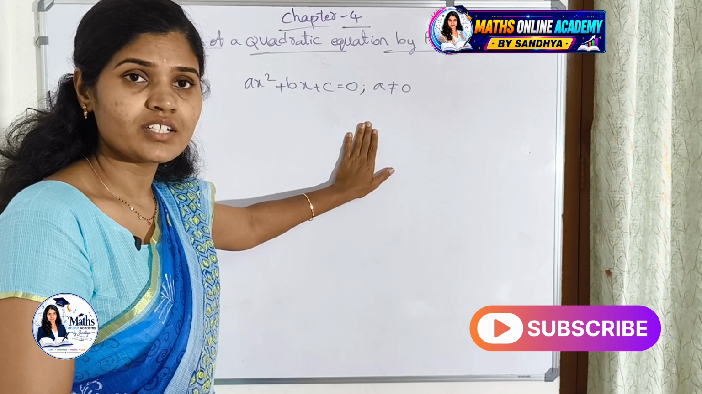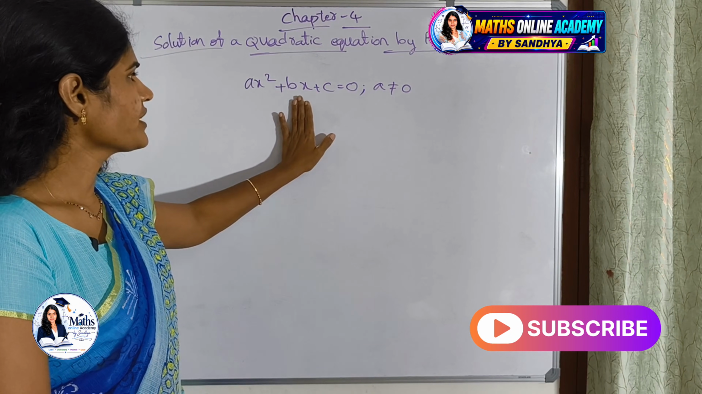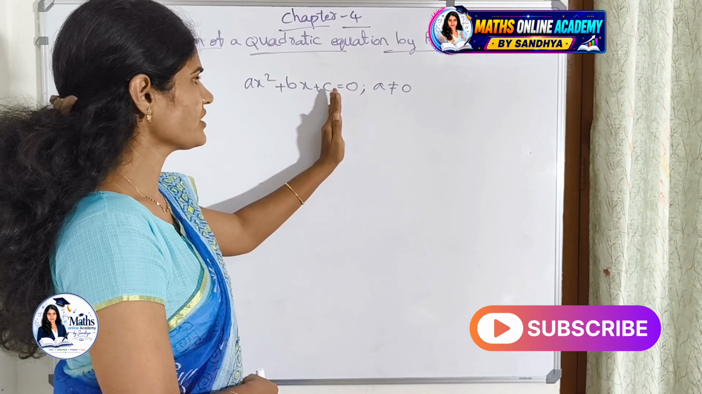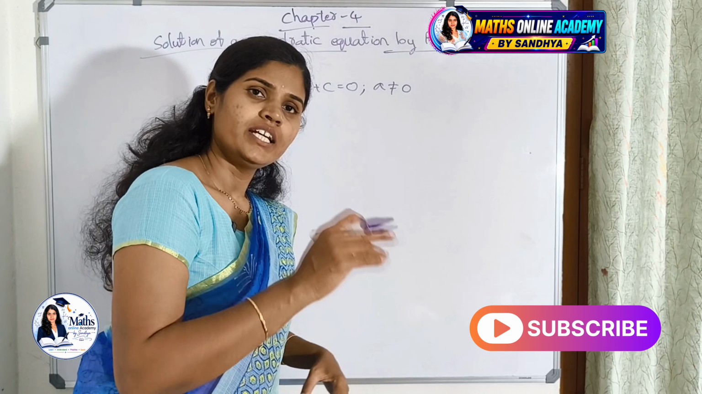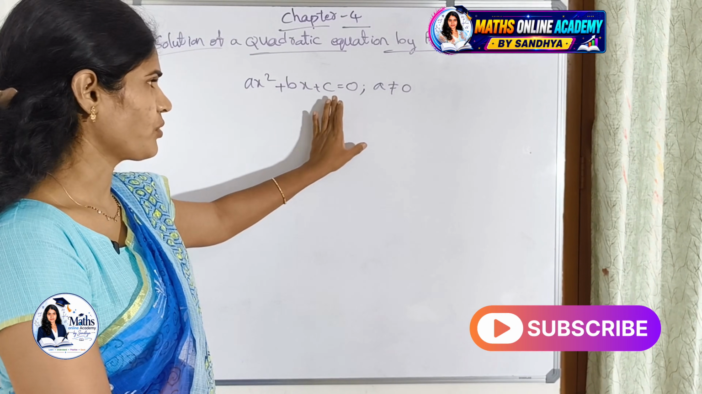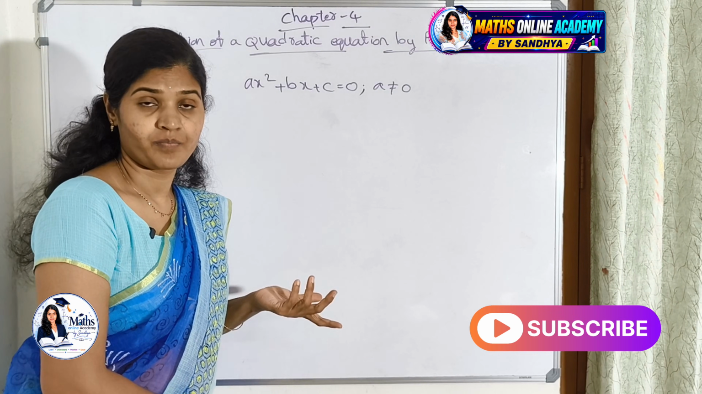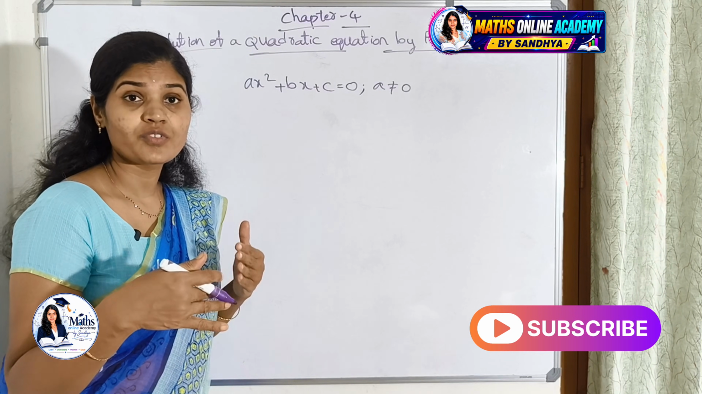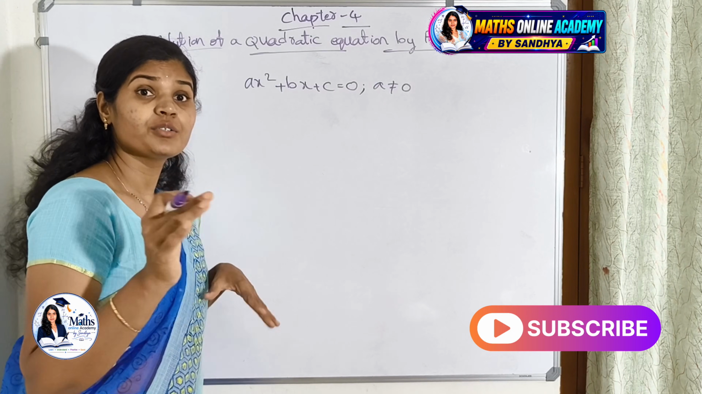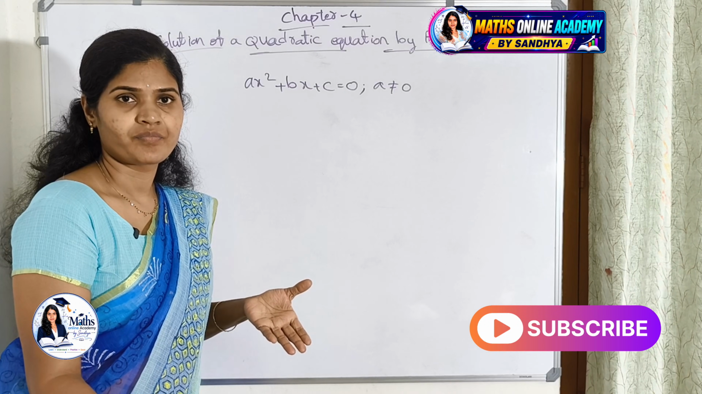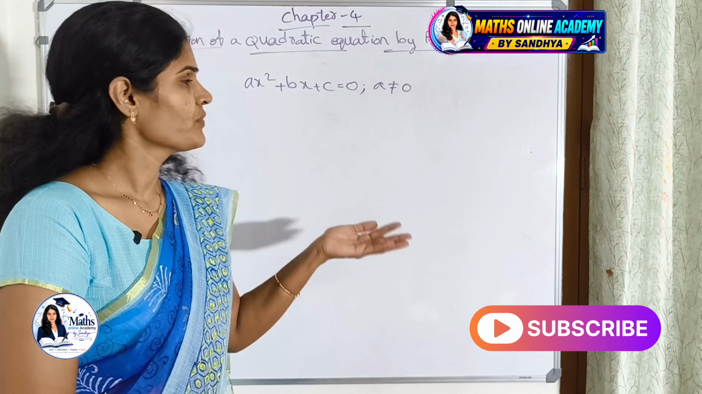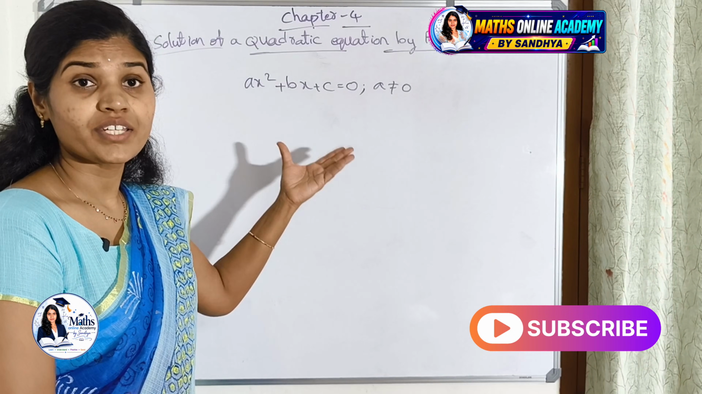In chapter 2, what is the quadratic polynomial? ax square plus bx plus c. There it is not equal to 0. Here we mention equal to 0, which means quadratic equation. In a quadratic polynomial, we don't need to equate it to 0. There we find the solutions, which are called zeros of the quadratic polynomial. If you find the solutions here, we call them the roots of the quadratic equation. The process is the same.